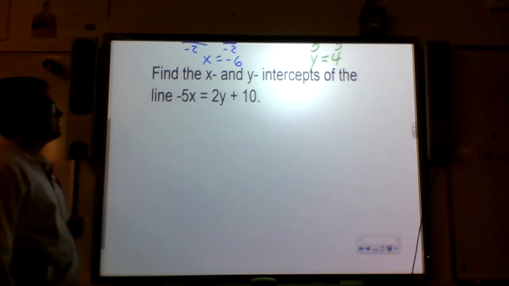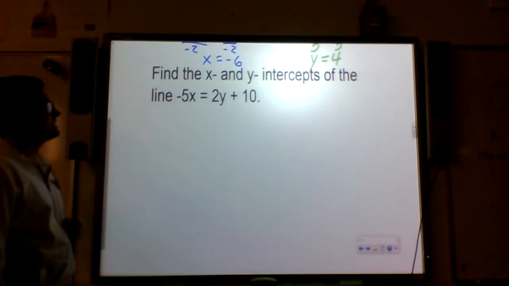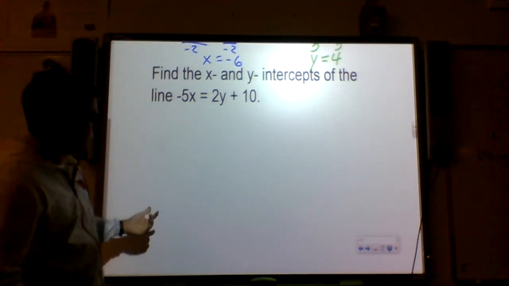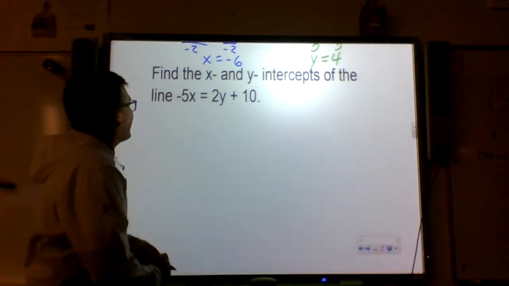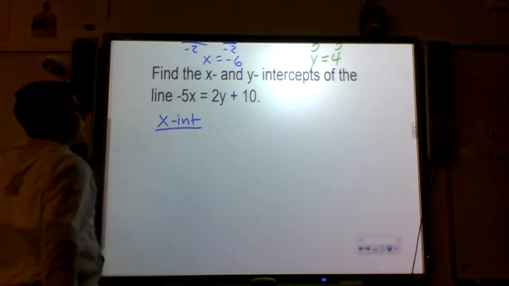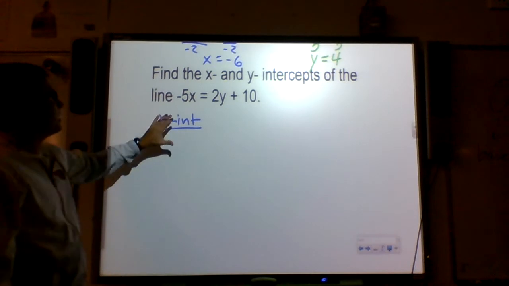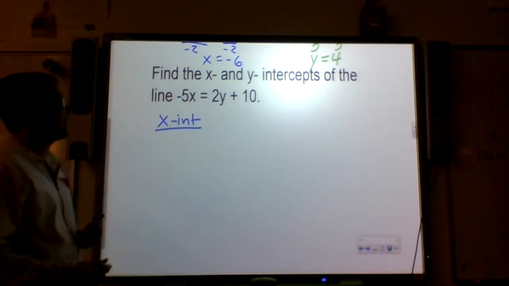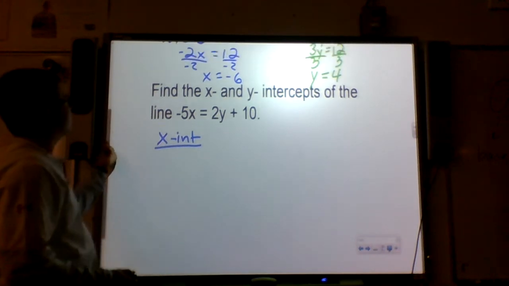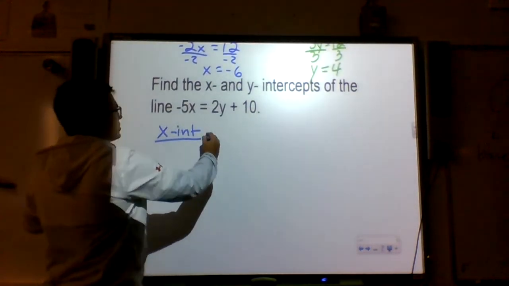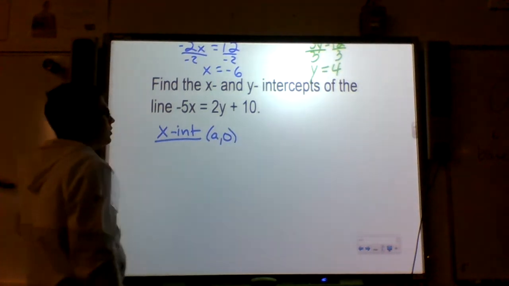Find the x and y intercepts of the line negative 5x equals 2y plus 10. So same thing, I'm going to be finding my x-intercept first, and then my y-intercept. With my x-intercept, to refresh our memories, that's a point on the x-axis. So looking back up here, remember that's (a, 0). So I'm looking for (a, 0).